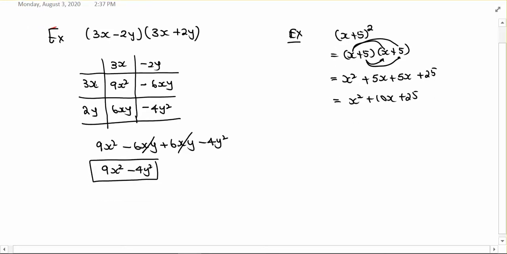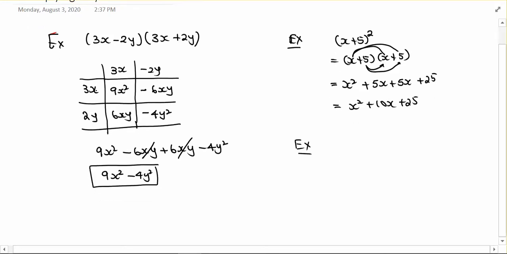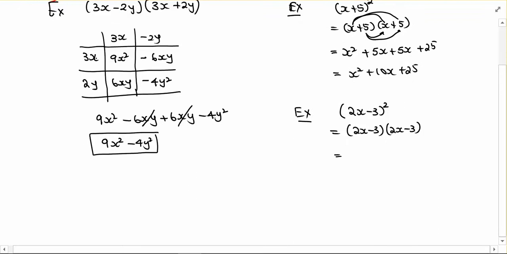And let me do one more like that. I want you to see something. So if I had this one, 2x minus 3 squared, that is again 2x minus 3 times 2x minus 3. And if I were to distribute out, 2x times 2x, that's 4x squared. 2x times that's minus 6x, minus 6x, another one, and that times that's a plus 9. And that tells me 4x squared minus 12x plus 9.